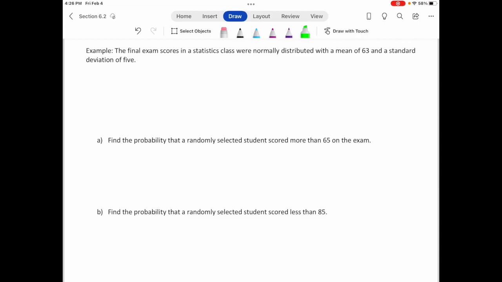All right, in this example, I'm going to walk you through step by step on how to use the tables and the calculator for all of the parts in this question. And that way, by the end of this question, hopefully you'll have an idea of which method you like better, and you can just stick with that method.